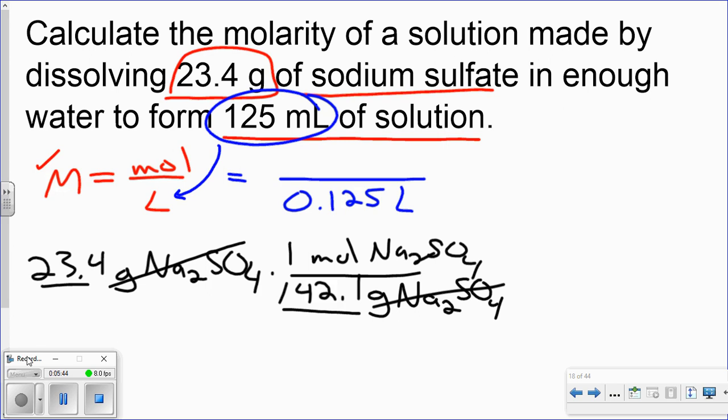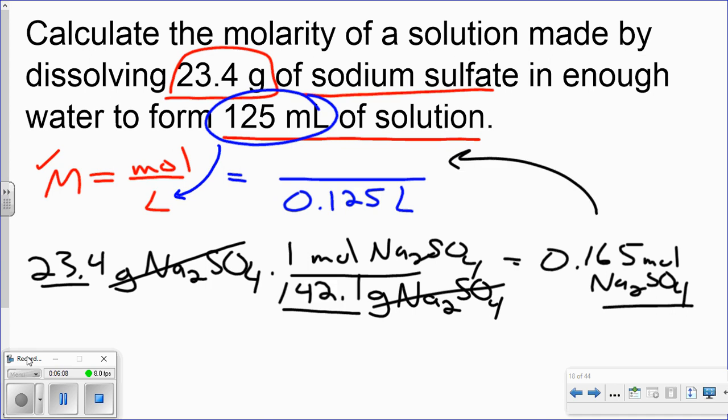So 23.4 divided by 142.1 gives me 0.165. Sorry about that. And that's moles of Na2SO4, our solute. So that goes there. Okay, let's plug that in.